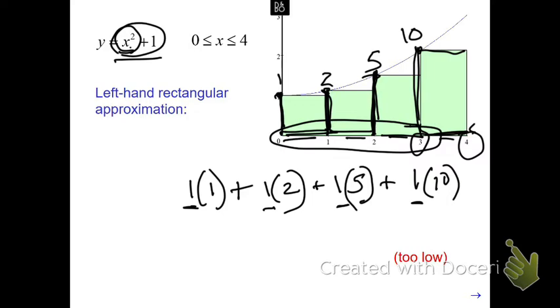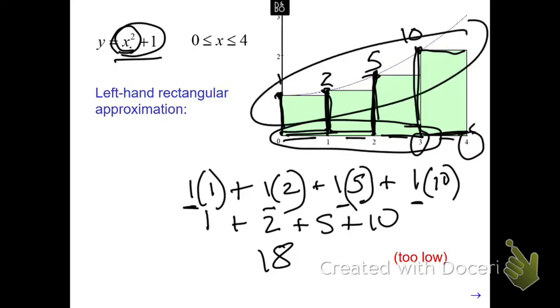All right, now what is that actual answer? Let's see. 1 plus 2 plus 5 plus 10, so total area of 18. And remember, that was below the actual area, and you can see why. Look at all the missing space. Okay, left Riemann sum. Now let's do a right Riemann sum.